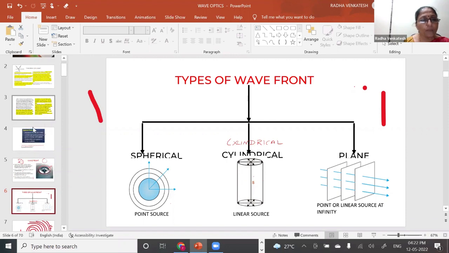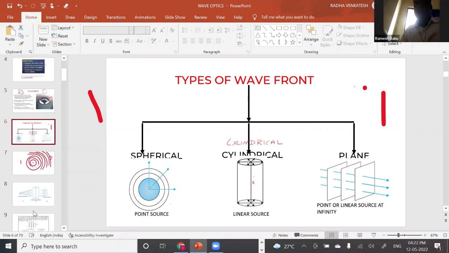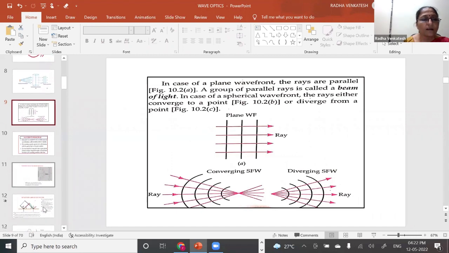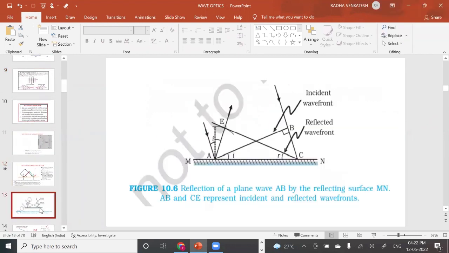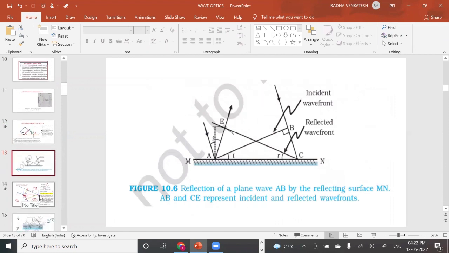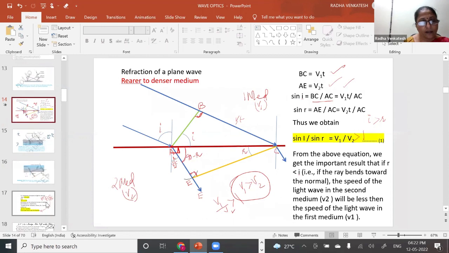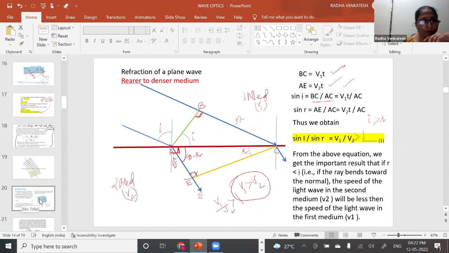Yes, and I think you know about the Huygens principle, I don't have to discuss it, but we should understand the Huygens principle very well to even draw all the diagrams with respect to reflection, refraction using Huygens principle. So should I go through that? I think that you should be able to do.